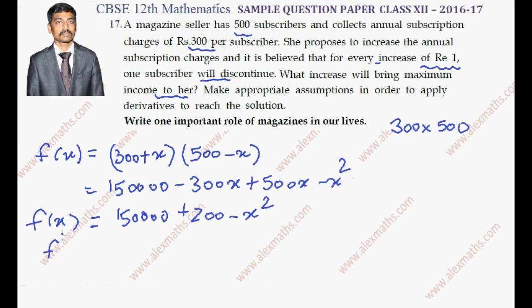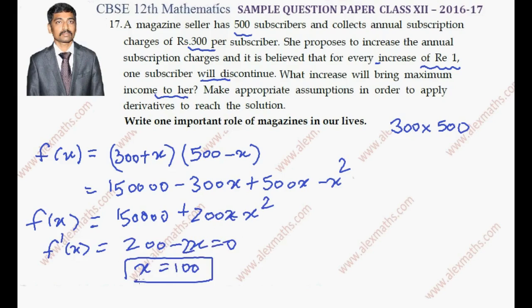As per the procedure, we have to find f dash of x, which will give us 200 minus 2x, and it would equal 0. We get x is equal to 100. Now find the second derivative, f double dash of x, that will give only minus 2. Since this is less than 0, we say it is maximum. So when 100 rupees is increased, 100 subscribers will discontinue, but that will give the maximum income.